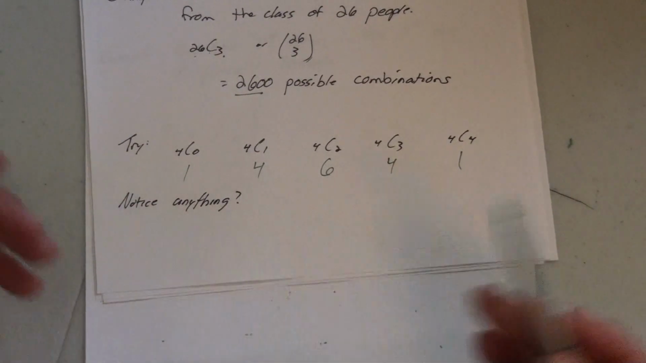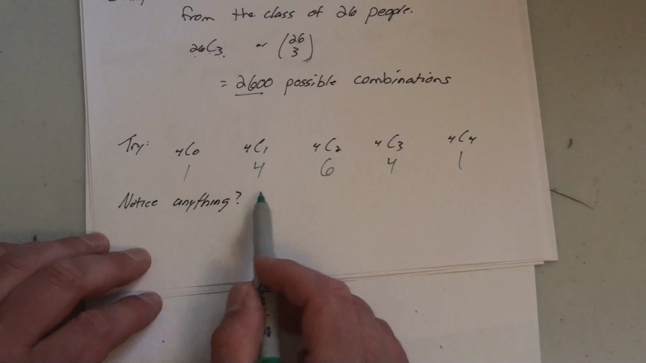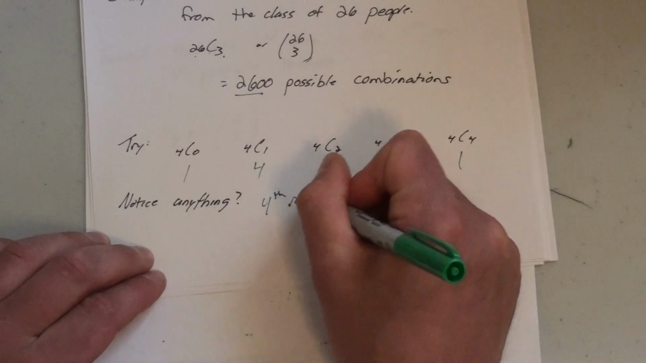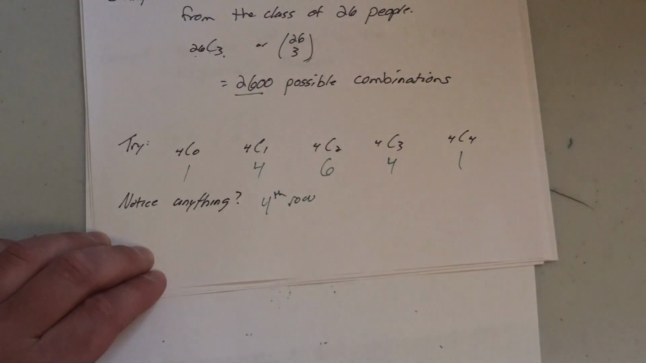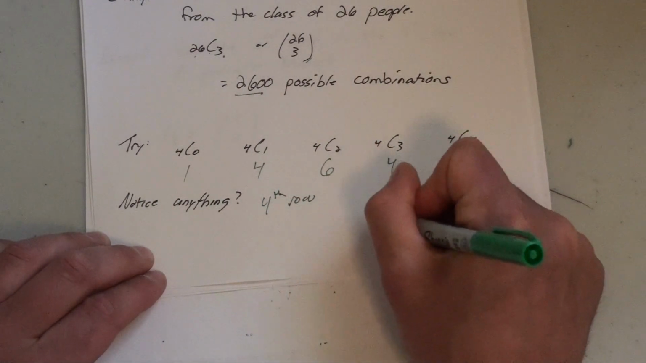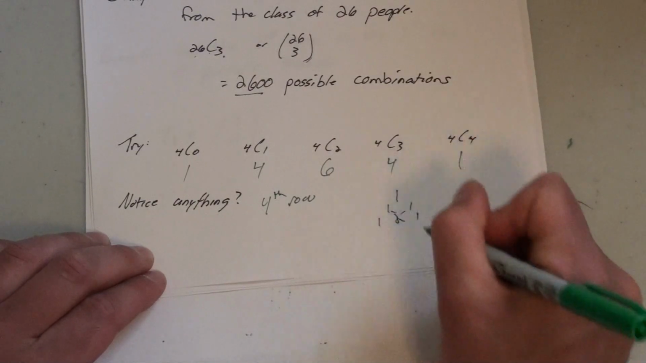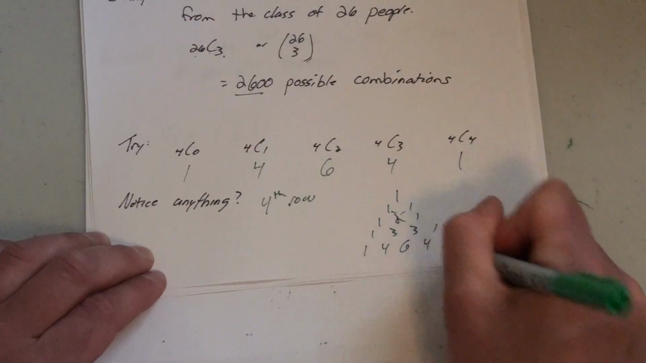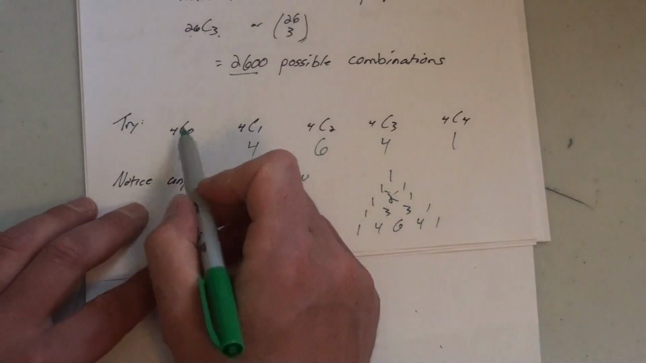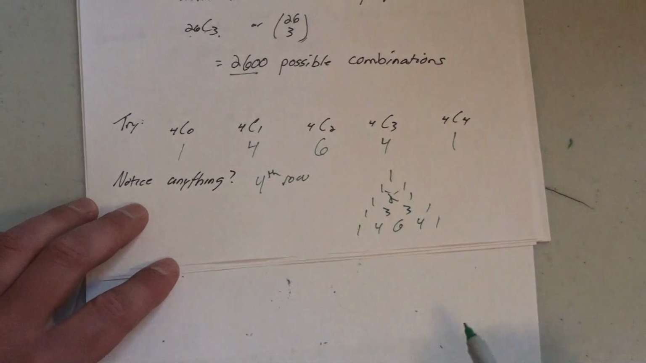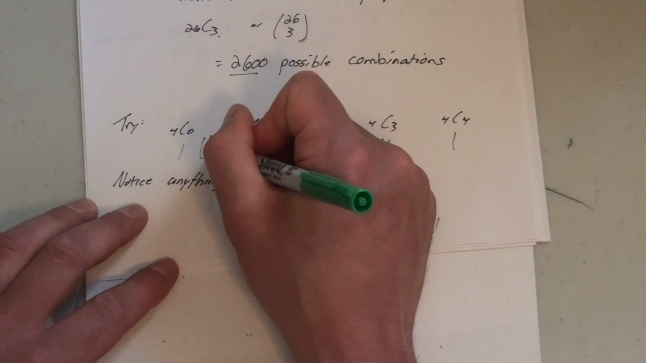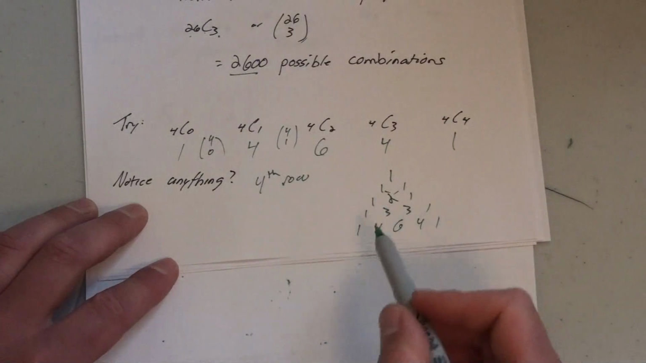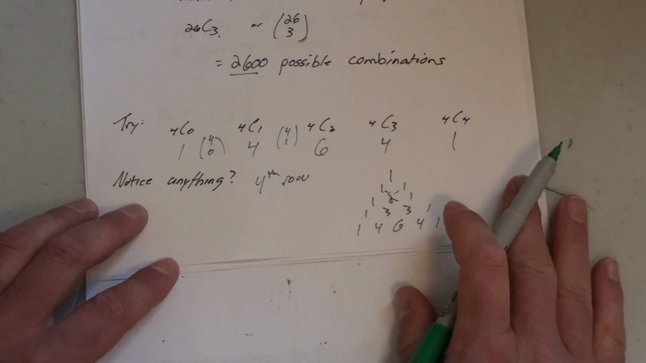Now I did this on purpose. Do you notice anything? 1, 4, 6, 4, 1. That's actually the 4th row of Pascal's triangle. Pascal's triangle: 1, 1, 1, 1, 2, 1. We're adding up the terms right above it. 1, 3, 3, 1, 1, 4, 6, 4, 1. This choose button, which can be written as 4 choose 0 and 4 over 1 in brackets like that, actually gives you the terms of Pascal's triangle.